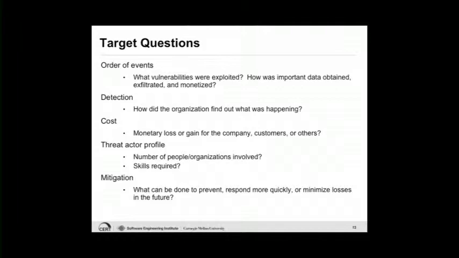I said, I want you to go and learn about the Target breach, and you have 1 hour to do it in class. Here's what I want you to find out. I want you to, everything there in this order, so find out the order of events with the incident. How was it detected? What are the costs? Who are these threat actors? Who do we think is behind it? And what would you do to prevent it from happening again?